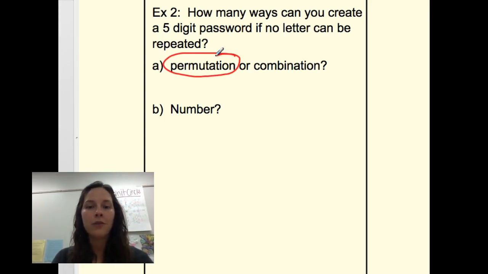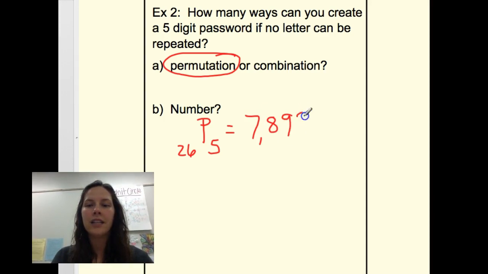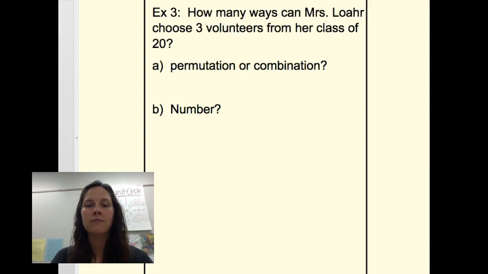How many different 5-letter passwords could you create? Well, there are 26 letters in the alphabet. Order matters, and we are choosing 5 of them. This would give us a total of 7,893,600 different passwords that we could create if we don't repeat any of the letters.